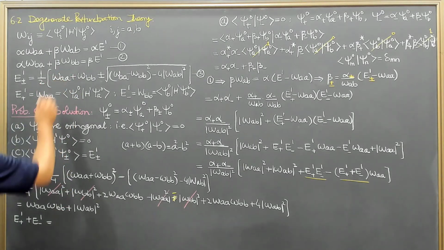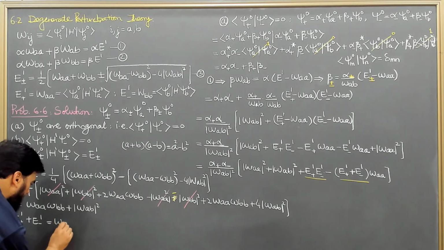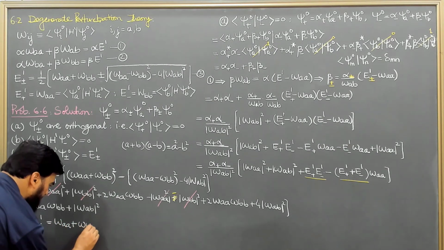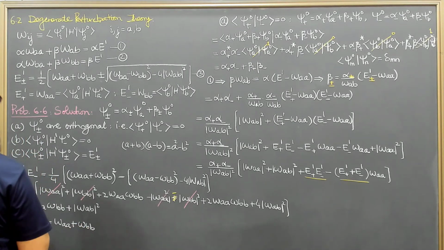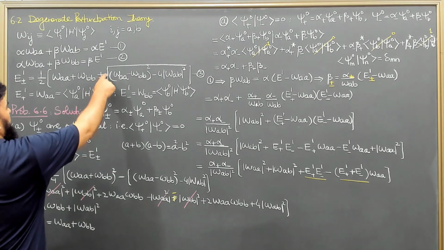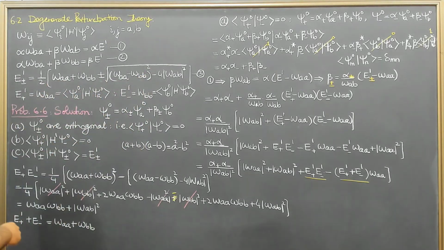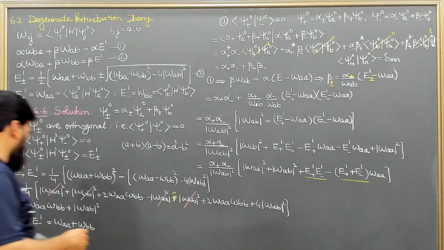So I will have WAA plus WBB is half here, then plus half and minus half, so they will cancel, because when I write them in that form they will cancel. So I have the addition of them as WAA and WBB.